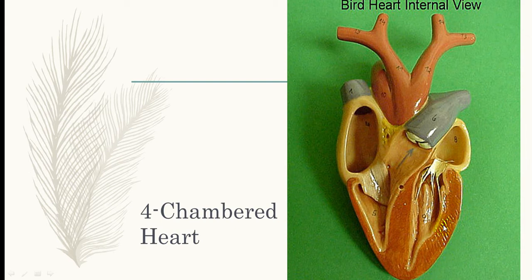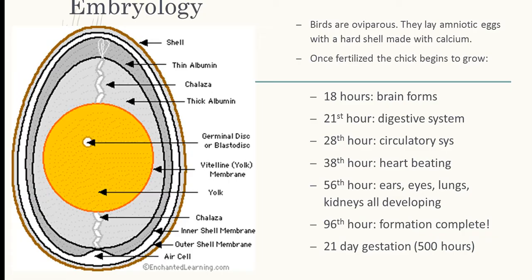Notice this is a thicker wall on this side than on this side, and the reason is because the left ventricle is what does the pumping of the blood to the rest of the body. This ventricle only has to pump to the lungs, so it doesn't have to go very far. In 2 weeks, we're going to do a little preview of human anatomy, and I'll explain all about the circulatory system and how that works. Right now, what you need to know is that birds have 4-chambered hearts.